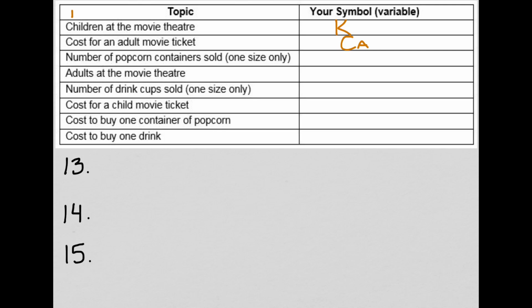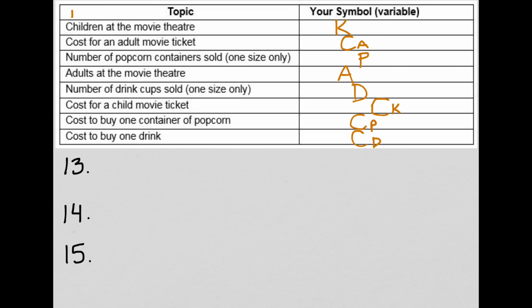Now, how many popcorn containers were sold? I'm going to call that P. How many adults? The number of adults at the movie theater. I'm going to just call that A for the number of adults. And the number of drink cups sold. I don't know, D for drinks. The cost for a child movie ticket, that's cost again. So I'm going to call that C, and I'm going to call it K for kids, because C to me stands for cost. So the cost of a kid ticket. The cost of a popcorn container could be C of P. And the cost to buy a drink could be CD, the cost of a drink.